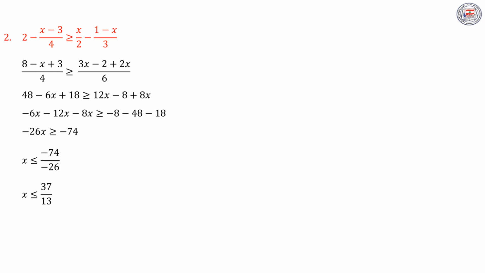To represent the solution on a number line, we have to put 37 over 13 on the number line with a straight line on 37 over 13, since x can be equal to 37 over 13, and x is less or equal to 37 over 13. Therefore, the solution is represented in the blue zone.